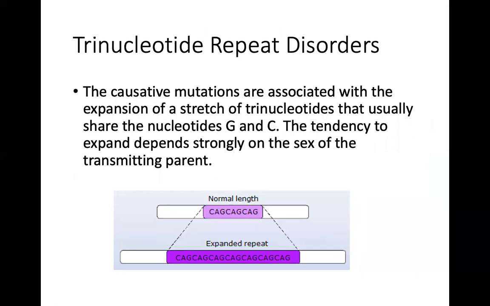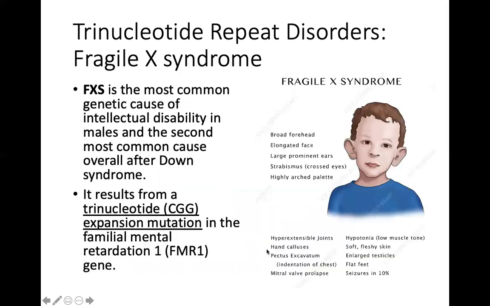The causative mutations are associated with the expansion of a stretch of trinucleotides that usually share the nucleotides G and C. The tendency to expand depends strongly on the sex of the transmitting parent. So, as I have mentioned earlier, from the term itself, nag-repeat ang trinucleotide. So, isang codon, nag-repeat siya. Okay, alright? So, an example of your trinucleotide repeat disorder is your Fragile X syndrome.